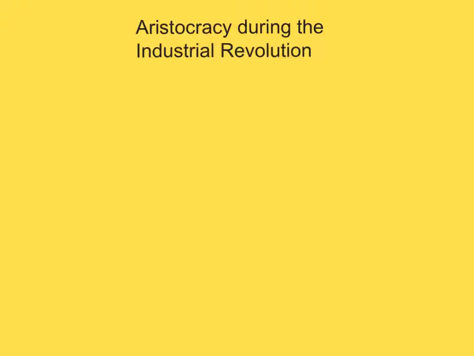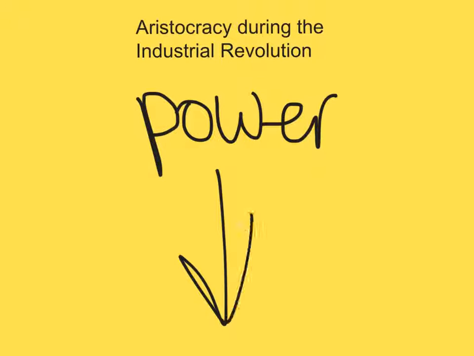The aristocrats were rich landowners who gained power during the Agricultural Revolution. As a result of the Industrial Revolution, manufacturers and entrepreneurs gained control. The aristocrats still had power, just a considerably less amount.